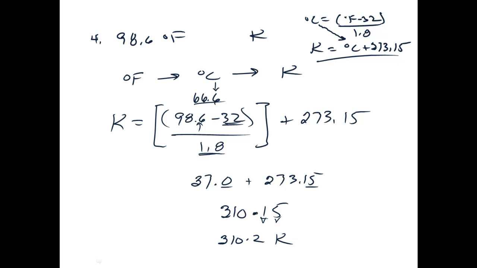310.2 Kelvin. Again, 32 is exact, 1.8 is exact. This is a measured quantity, based off of this measurement. This is a measured quantity as well. That's why it's got the digits after it. That shows the relationship between degrees Celsius and Kelvin temperatures. So this number is known to the tenths and this one's known to the hundredths. We're adding here, so we can only report our final answer to the tenths place. So 310.2 Kelvin.